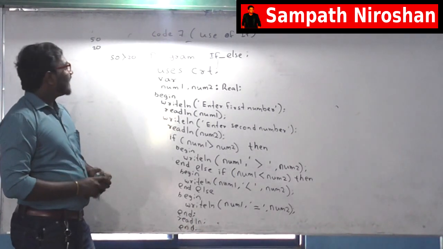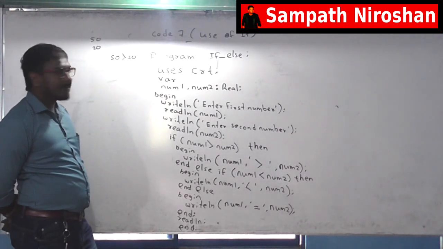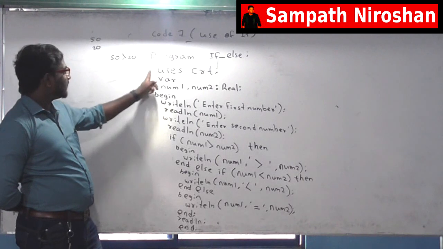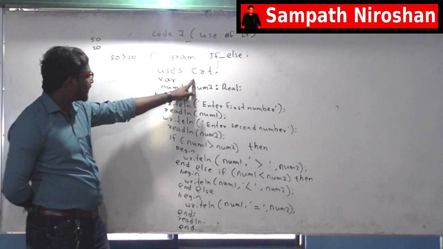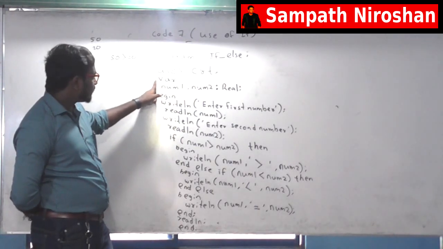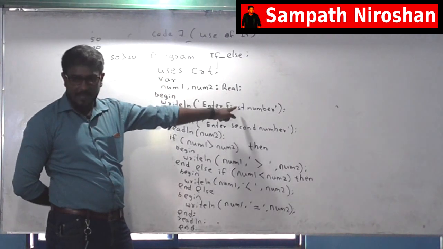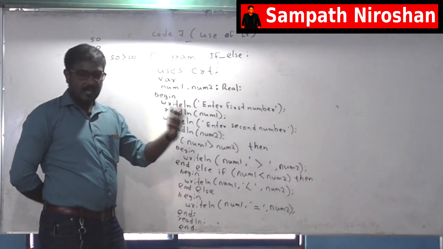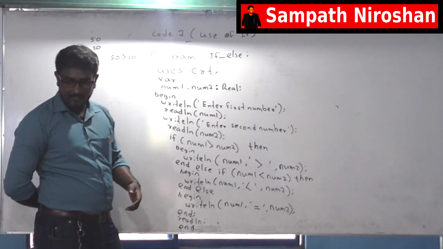Yeah. So, recap of what we did. We have program if else, and we are using uses CRT to get permission to use the keyboard for the user, and var says we are declaring variables. So you have two variables, num1 and num2, both in real format, because we are giving the capability for the user to use decimal values.